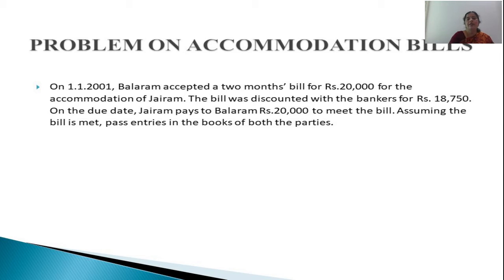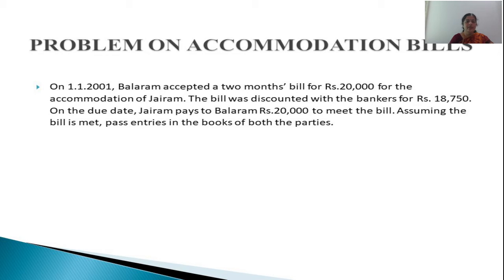That means, what is the remaining amount? 20,000, the value of the bill, minus 18,750. This is what we call the amount of discount charged by the banker, which is nothing other than the amount of interest allowed by the banker for giving a short-term loan, that is, on the discounting of the bill of exchange.